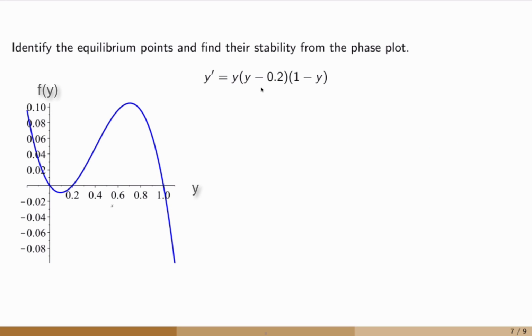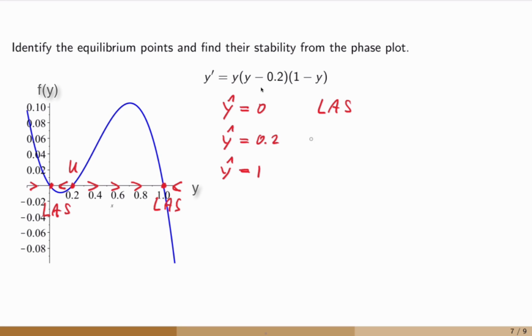So let's do that for the Allee effect function. So here we have the equilibrium points 0, 0.2 and 1. And then these points are here, here, and here. And again, f is positive right here, it is negative here, it is positive here, and negative here, making this guy locally asymptotically stable, this guy unstable, this locally asymptotically stable. So what is what? 0 is LAS, this guy is unstable, and this is LAS.